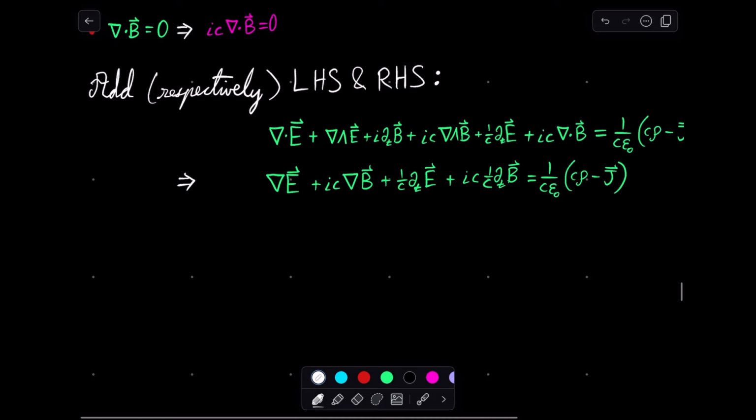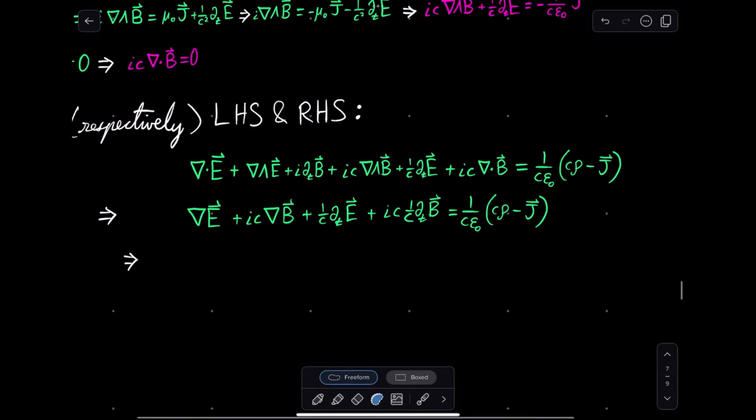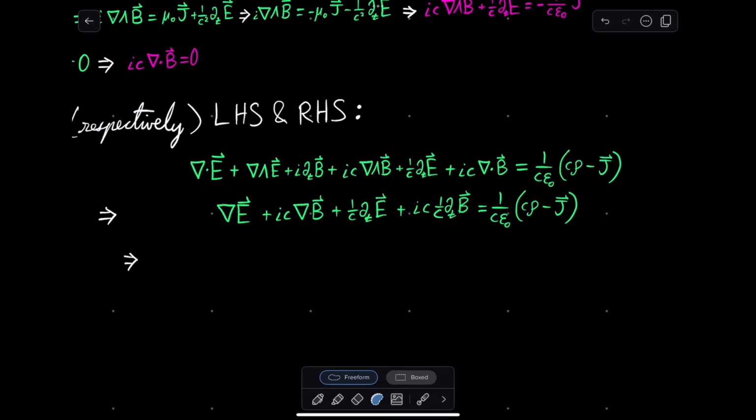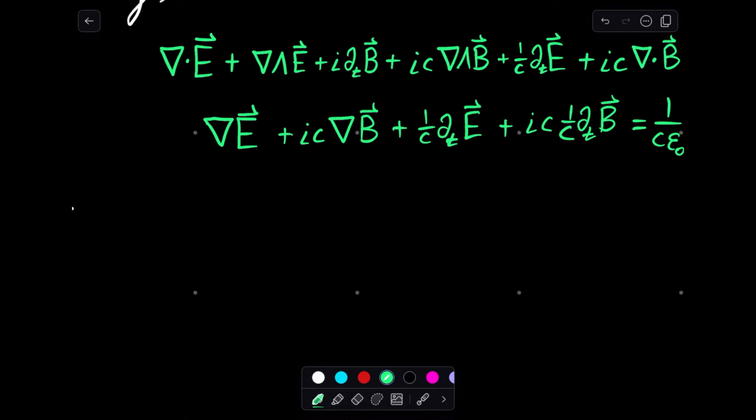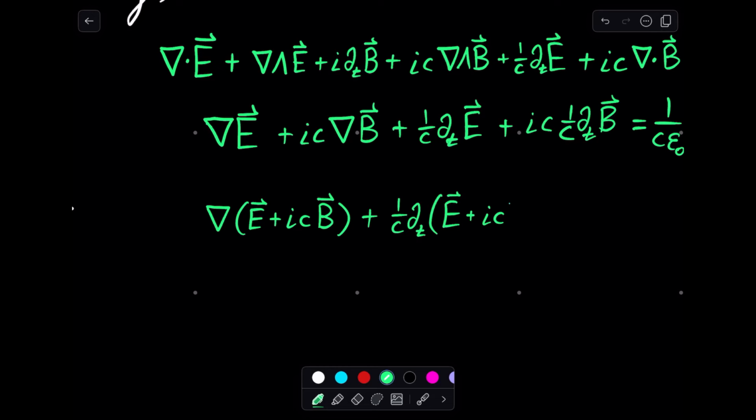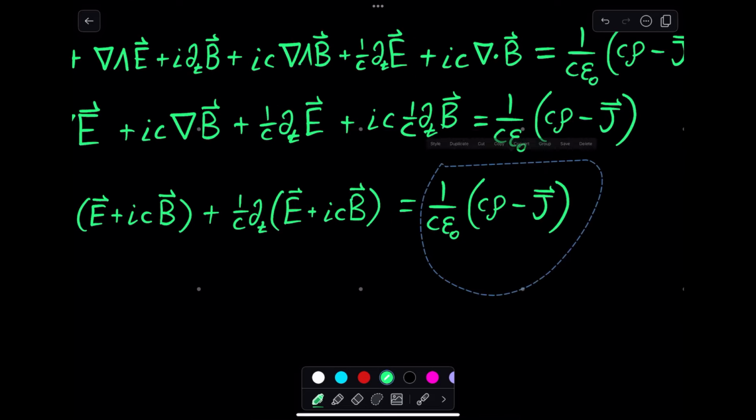We can simplify again by pulling out the gradient of both of these, so you can end up with the gradient of E plus ICB plus 1 over c partial t of E plus ICB is equal to the right-hand side.